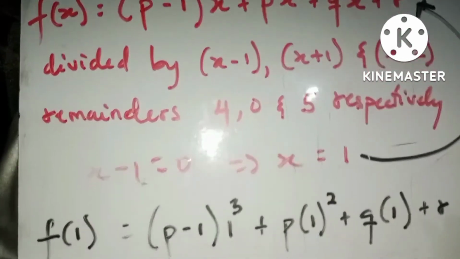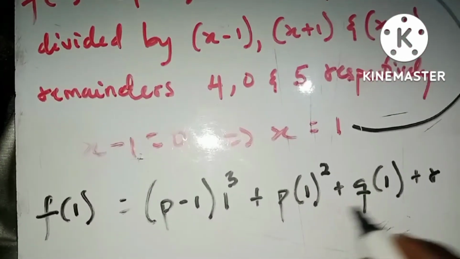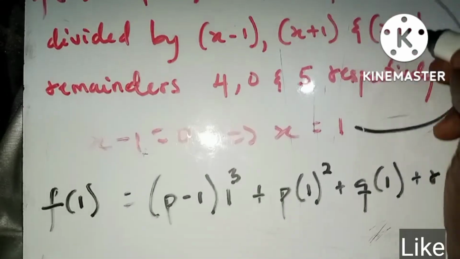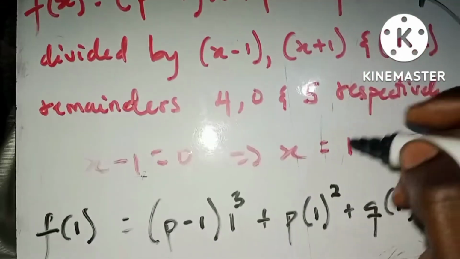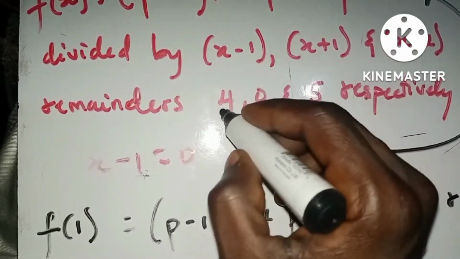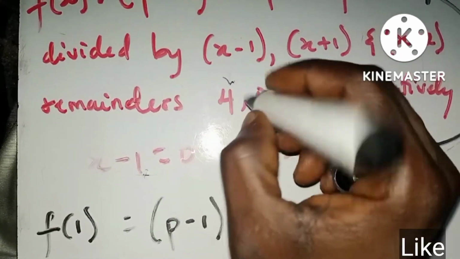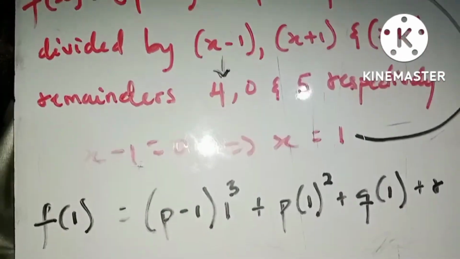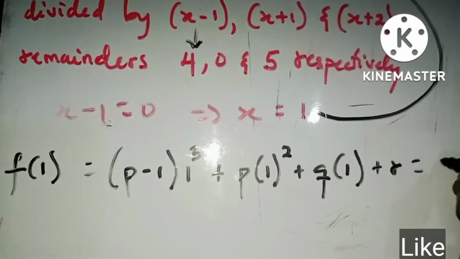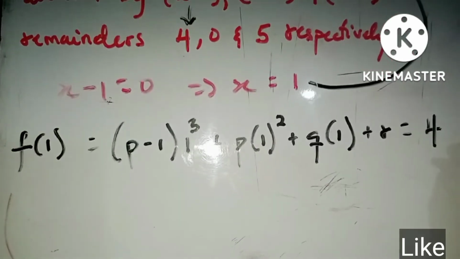So what happens here is that once we plug this value into the polynomial function, we are going to be left with the remainder of 4, right? So this one goes for this. Is that okay? So remainder of 4, meaning that this will be equal to 4.